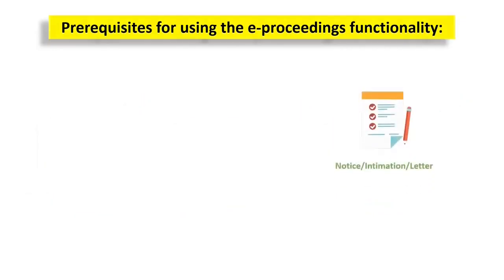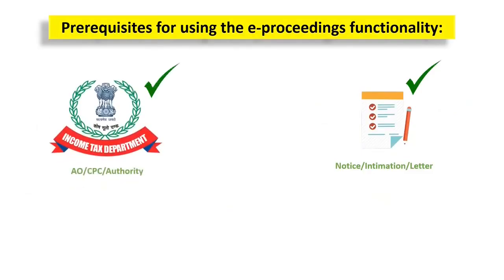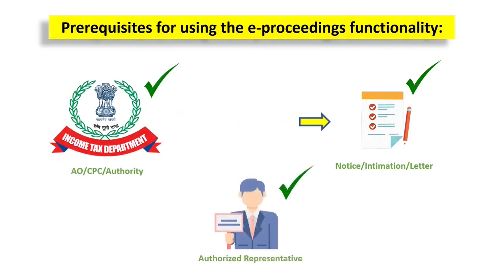You should have received a notice, intimation, or a letter from assessing officer, CPC, or any other income tax authority. Or you should be authorized to act as an authorized representative if applicable.